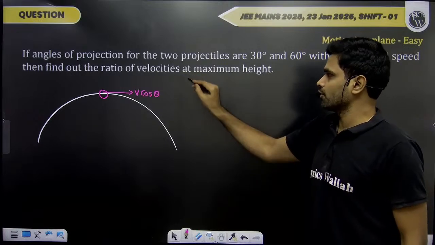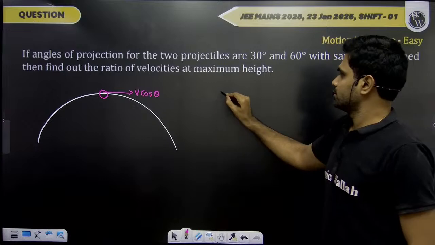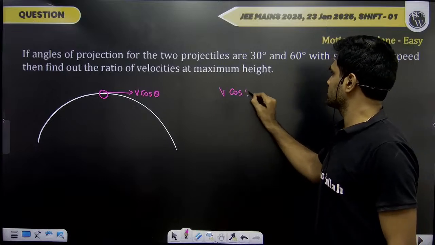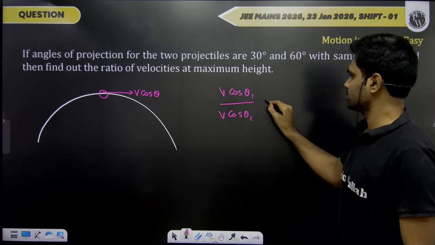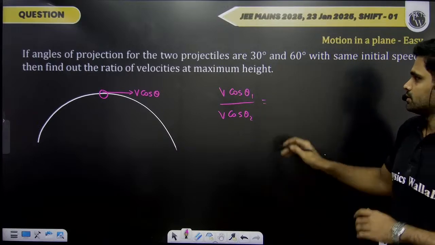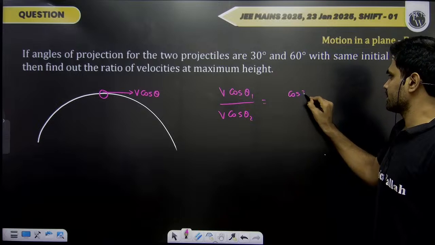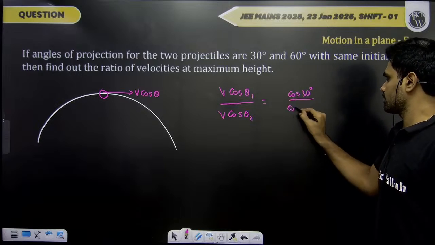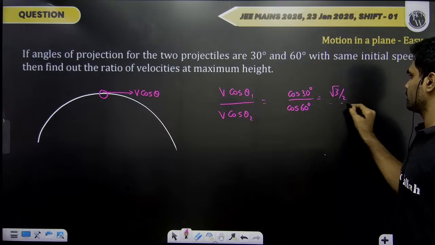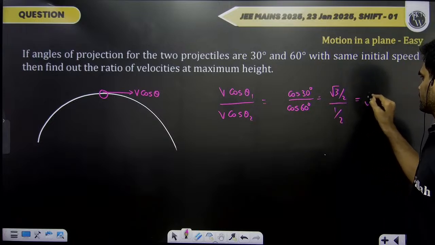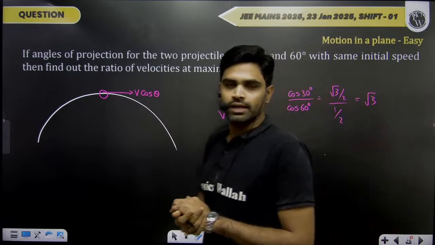They are asking ratio of velocities at maximum height. So v cos theta 1 by v cos theta 2. Very simple. It is cos 30 by cos 60, root 3 by 2. Very simple question.